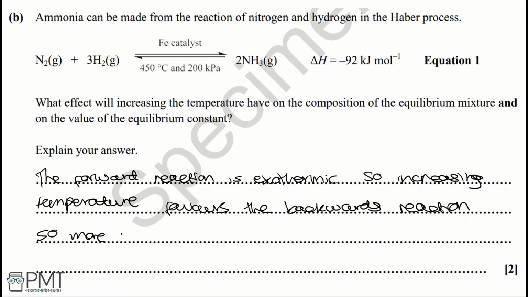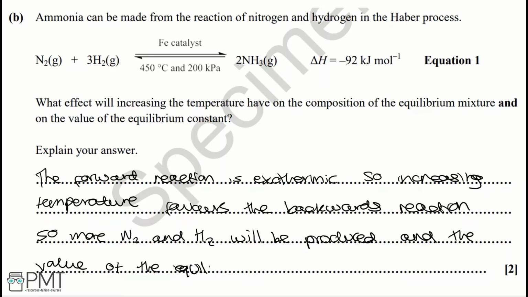And if it's favouring the endothermic direction or the backwards direction, that means we're going to produce more N2 and H2. And if we produce more N2 and H2, that means that our value of the equilibrium constant will decrease. So here we've answered both parts of this question in one sentence. So it doesn't require a lot of writing to get both marks.